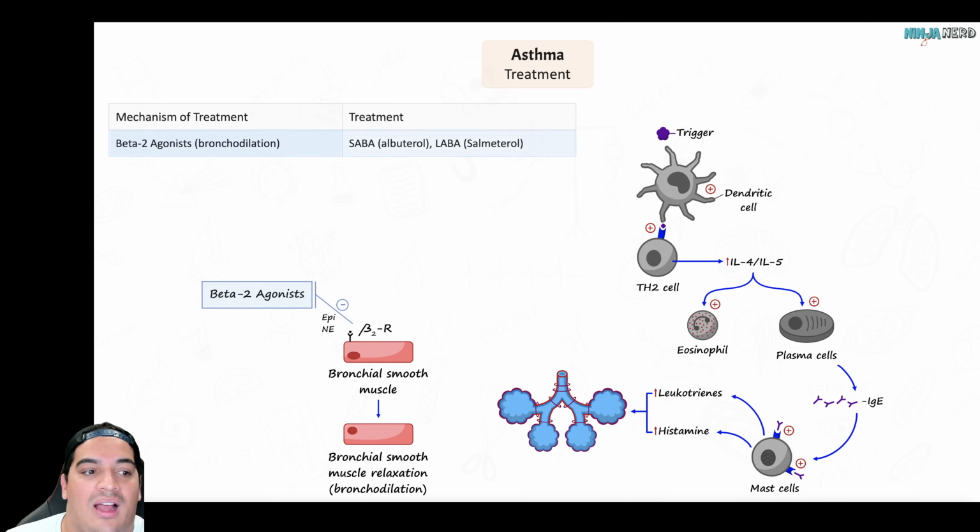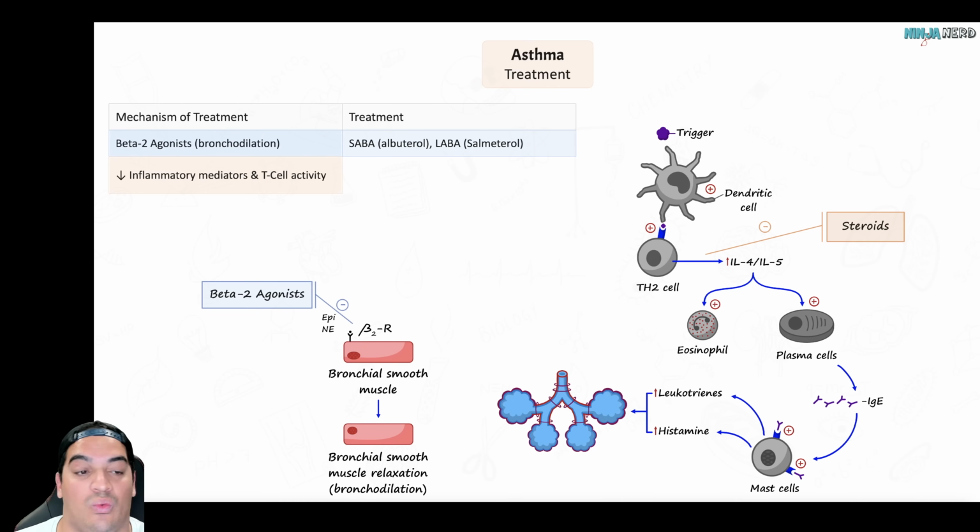All right. The other thing that we can do is really reduce a lot of the inflammation, because this is an inflammatory cascade, and usually giving steroids is really great. They suppress the T cells, they suppress the cytokine release, and so this may reduce a lot of that downstream effect of bronchial wall edema, bronchospasm, and mucus production. Things like corticosteroids are usually good here.